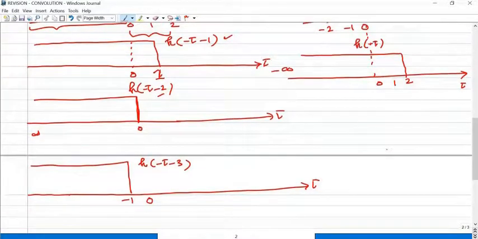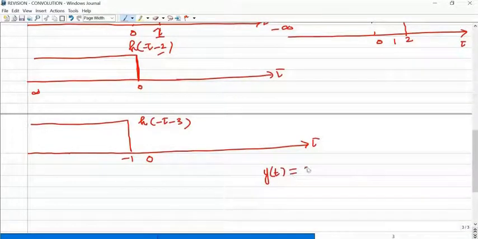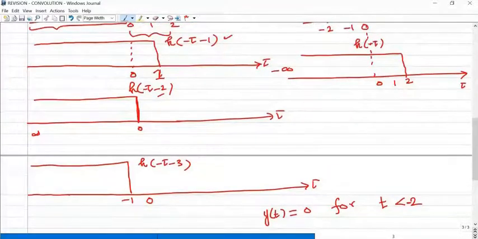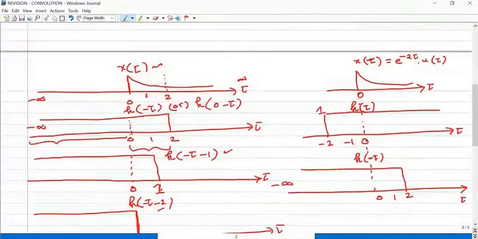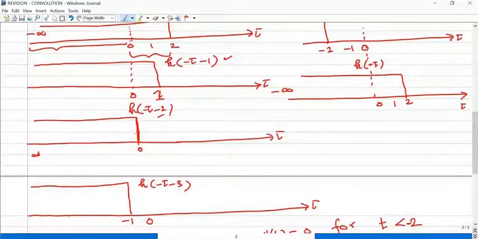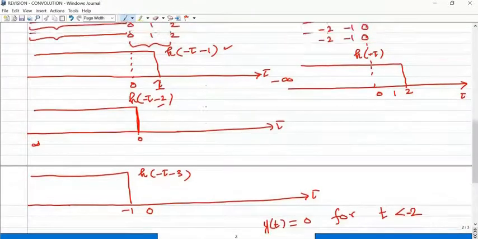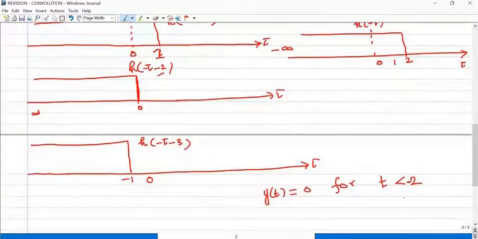So from this, what we concluded now is y of t equal to 0 for t less than minus 2. See, at t equal to minus 2, exactly the signal starts; x of tau at tau equal to 0 is available. When t is less than minus 2, there is no common region between x of tau and h of t minus tau. So y of t equal to 0 for t less than minus 2.